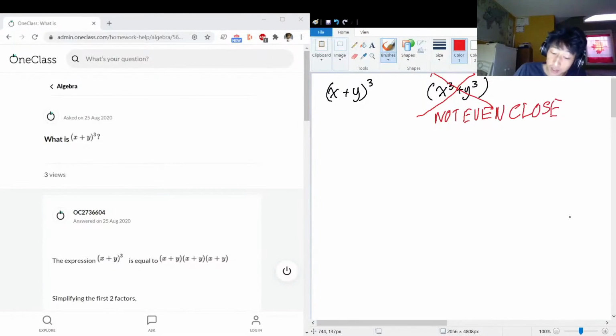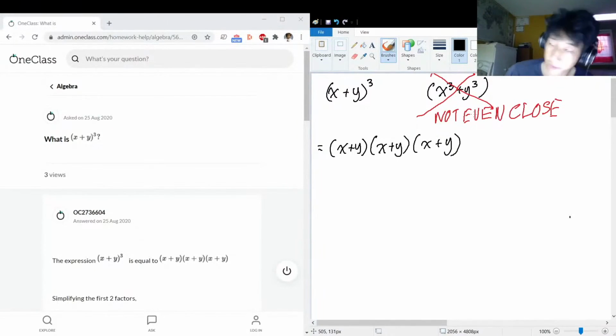That is an extremely dangerous mathematical mistake. If you make that, you will get in trouble and you will deserve it. So when we say x plus y to the power of 3, what that really means is x plus y times x plus y times x plus y. Okay? Now this is not even close to what that is. So get that mistake out of your head. If you make it, well, you're going to have a bad time and you're going to deserve it.